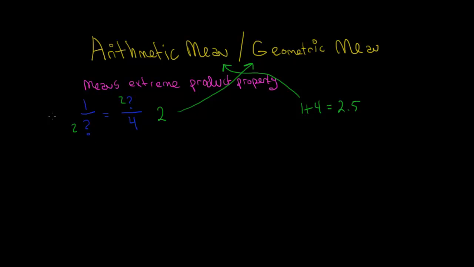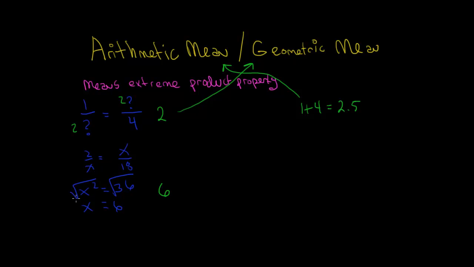Now let's do it again with a different number, and let's do a little algebra here. Let's use 2 over x equals x over 18. Now can you think about that one? It may take you a minute. We can just do some basic algebra here, cross multiply and get x squared equals 36, and then we take the square root of both sides, and x becomes 6. So now I have, again, the geometric mean, which is 6.